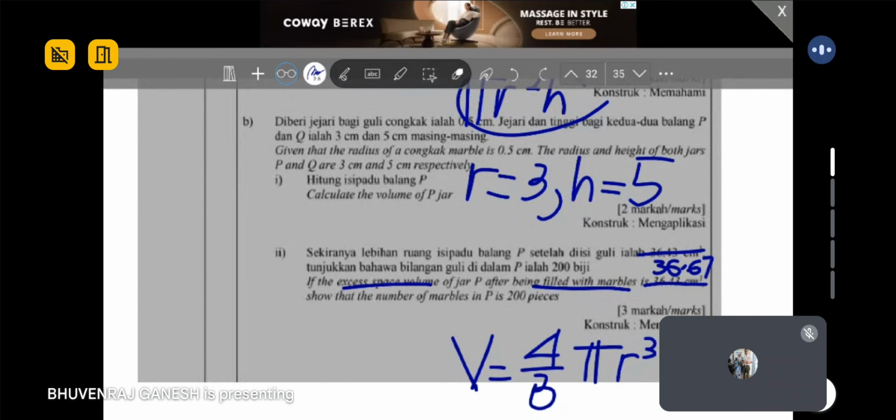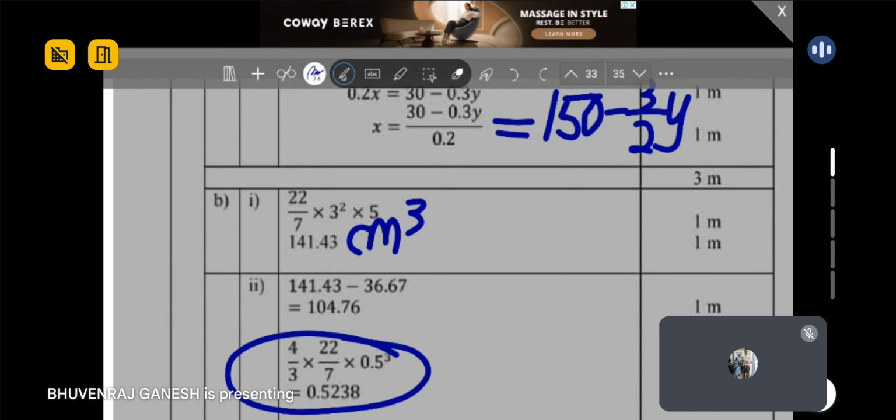Read the question. Baca soalan. So R sama dengan apa? Yes. Okay, 0.5 lah. So ganti saja. Just substitute R equal to 0.5. Okay, so you will get this one as your volume. Okay, so this one is for how many marbles, guys? May I know? Yang ni untuk berapa guli sebenarnya? Anyone? How many marbles? This one over here. Berapa guli kat sini?